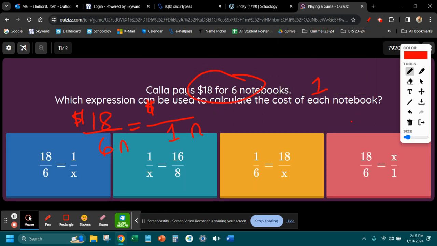We're going to set up the ratio of $18 over 6 notebooks, 18 over 6n. And the question is, which proportion could be used? So this one the second ratio, the items are located in the wrong spots. So here we have 16 over 8. That's not even the right numbers. Now, if we do 1 over 6, then we should have x over 18. So these are backwards. 18 over 6 is equal to x over 1. That would be correct.